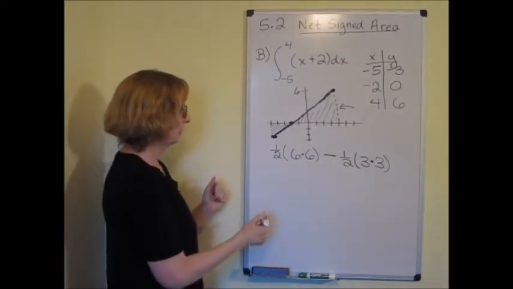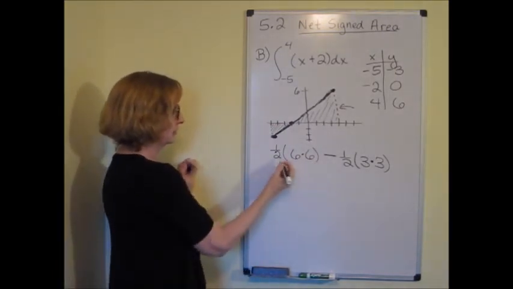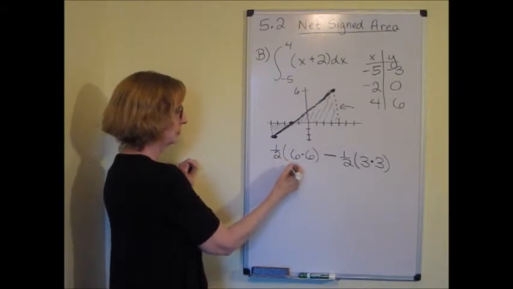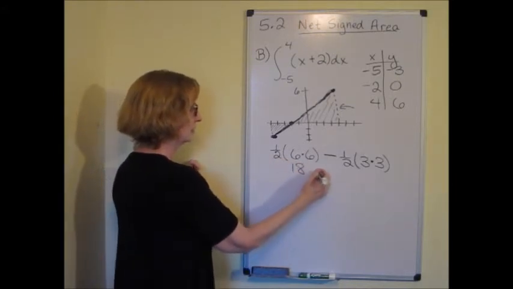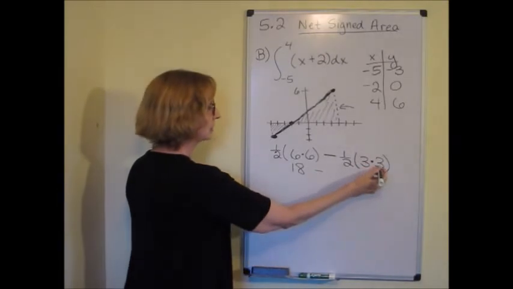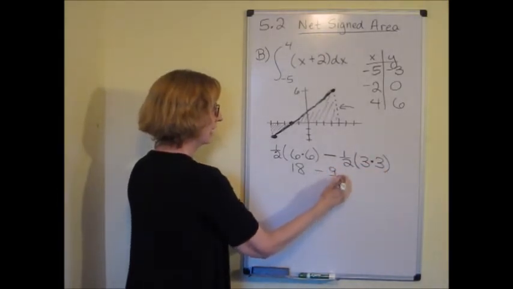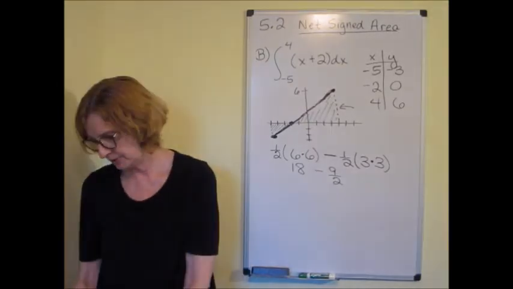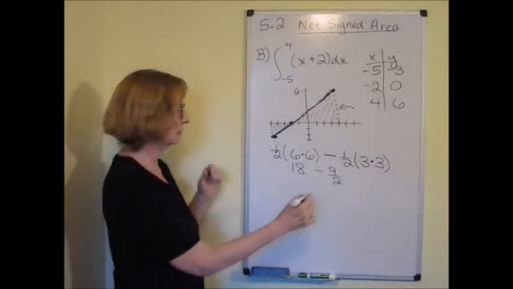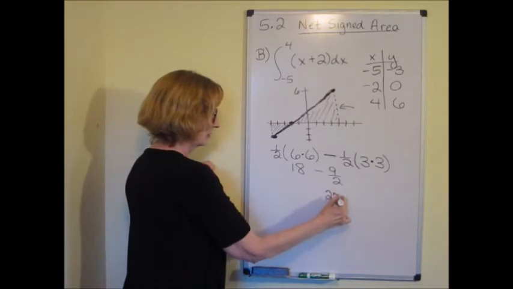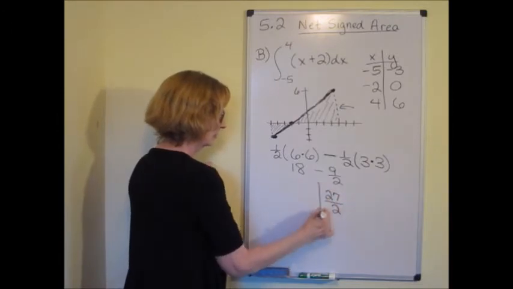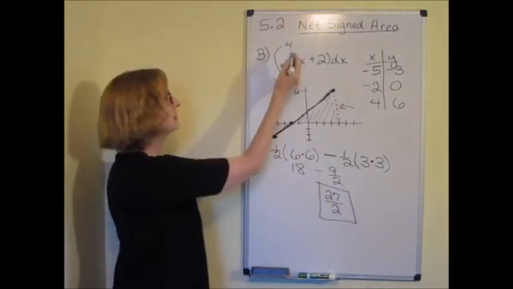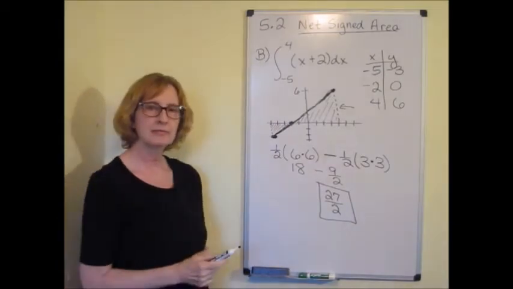And let's see what we've got. So this would be 36 over 2, which is 18, minus 3 times 3 is 9, times 1/2 is 9/2. And then when we subtract that up, I'll get 27 over 2 as the net signed area.